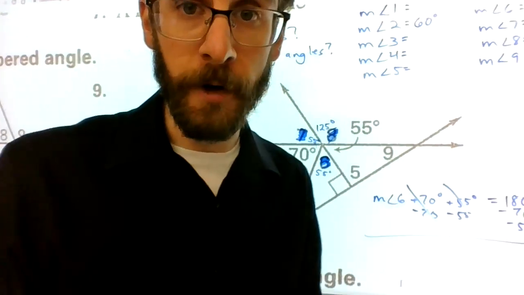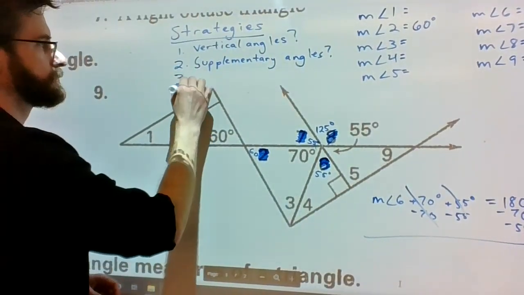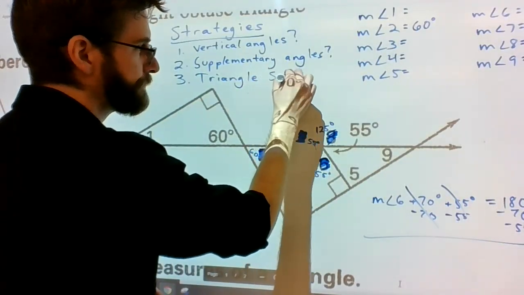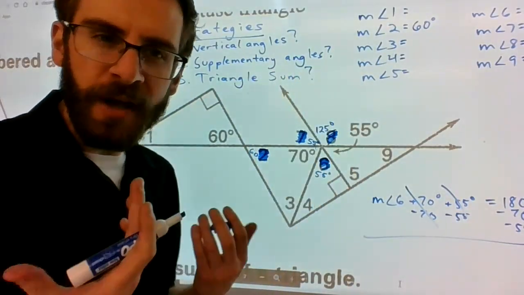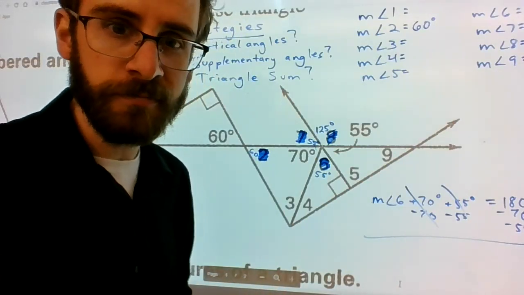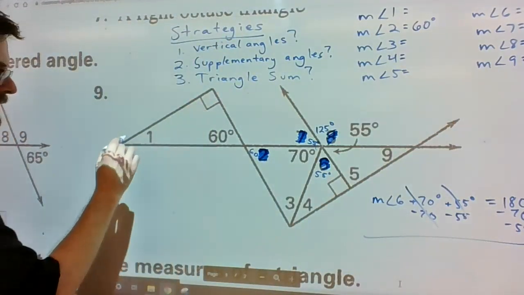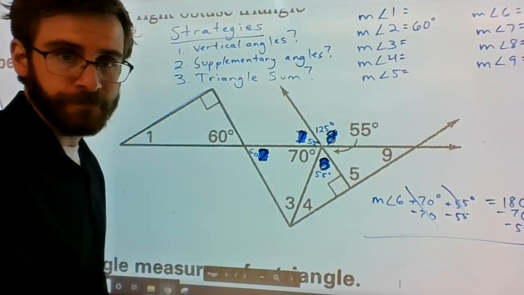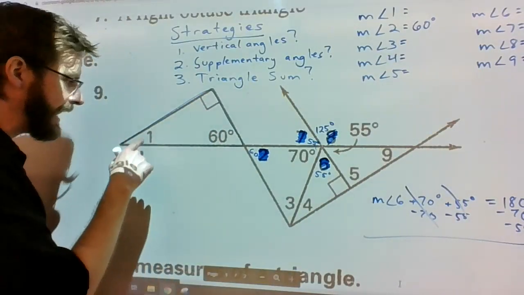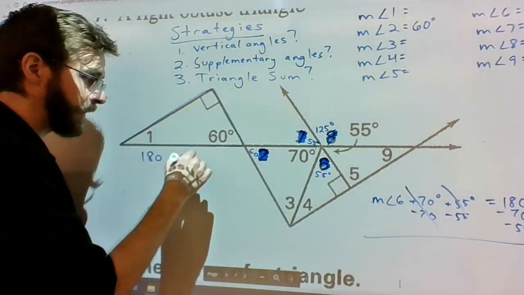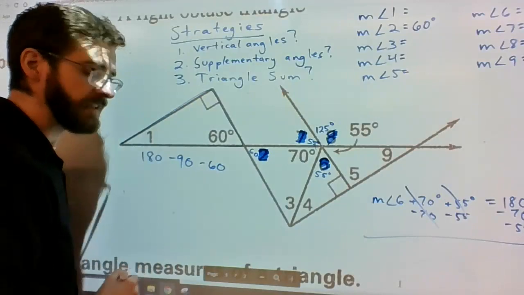Now here's the last one. It's the triangle sum. If you have 2 out of the 3 angles inside of a triangle, you can always find the third one. So right here, I've got 2 out of the 3 angles. I can find the third one. Angle 1 is 180 minus 90 minus 60. It's 30.